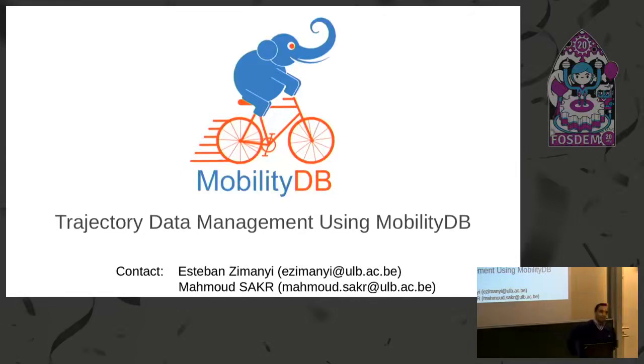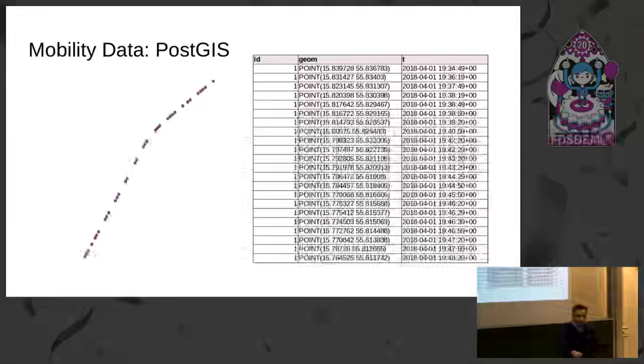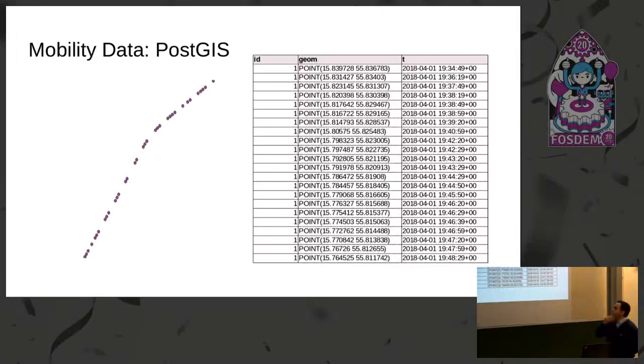Professor in ULB in this campus, and we are doing MobilityDB. It's a moving object database system. So it is meant for trajectory data management. Already in the talk of Vizarion, we got an idea what's a trajectory. In MobilityDB, the time dimension is also taken into account.